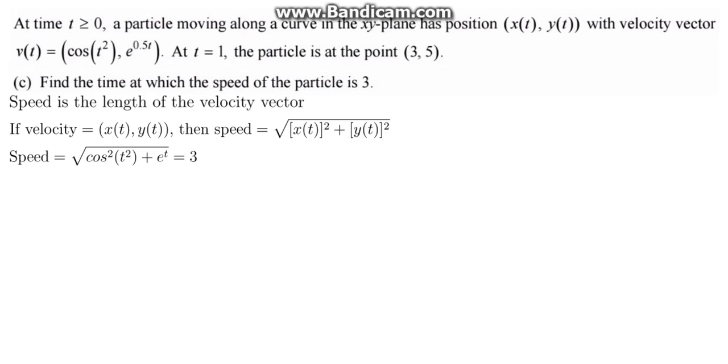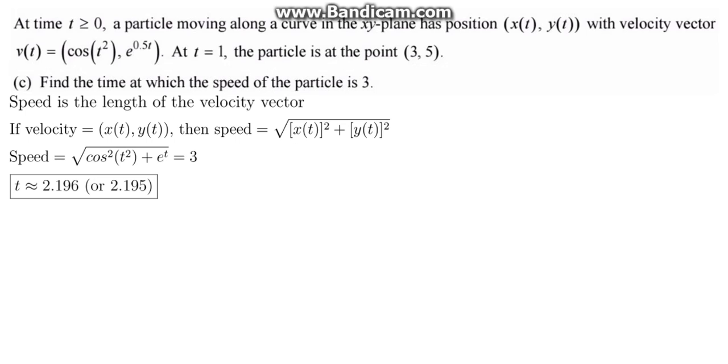We can use a similar method to the last problem, where we replace t with x and graph both sides of the equation on a graphing calculator. So we would graph y equals the square root of cosine squared of x squared plus e to the x, and we would also graph y equals 3. Where these intersect, the x value would be equal to the t value at which the speed is 3. Plugging these into a graphing calculator and finding the intersection point gives us t roughly equal to 2.196 or 2.195, depending on whether we round or truncate the value.